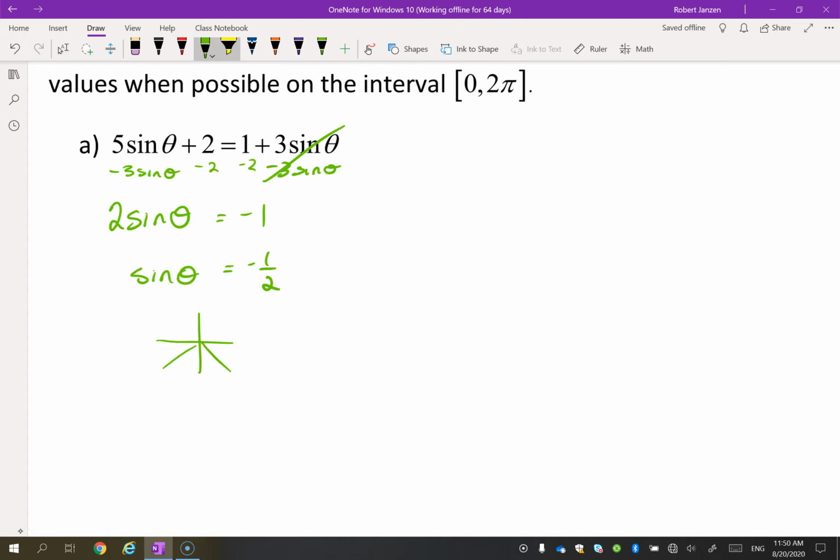So sine is negative here and here. The reference angle is going to be pi by 6. So this means theta would be 7 pi by 6 in quadrant 3 and 11 pi by 6 in quadrant 4. Again, if you don't have these values memorized, how did I get 7 pi by 6? This is pi plus pi by 6. This is 2 pi take away pi by 6.